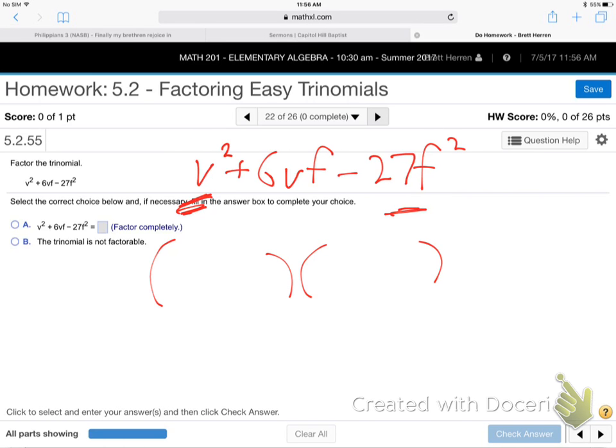We have v squared on the left, like normal, which means they're going to have v's on the left. Now the weird part, the new part, is we have f squared. We have letters on the right also. That's a little weird. What does that mean? What do you think? F's on the right. The rest is normal. Let me answer this question.